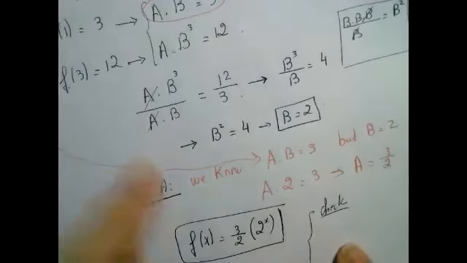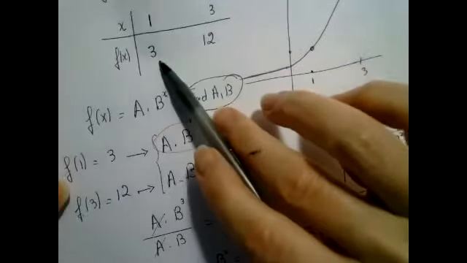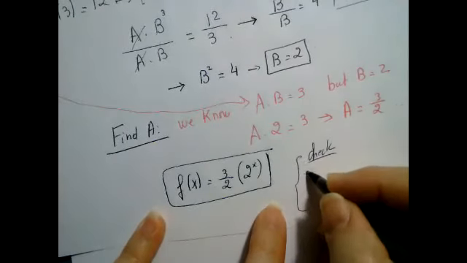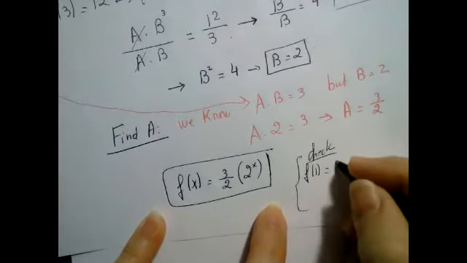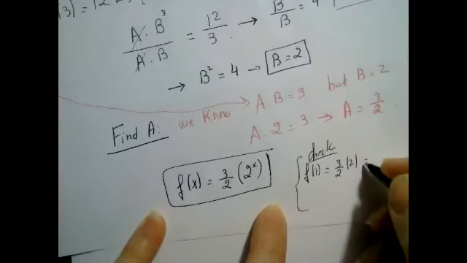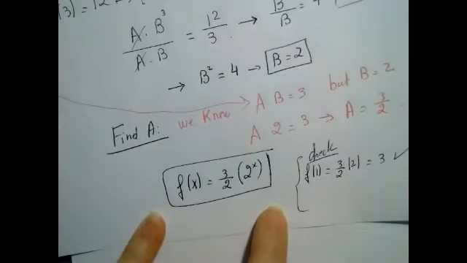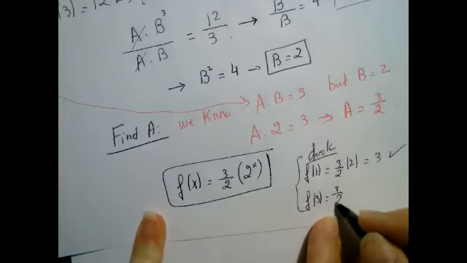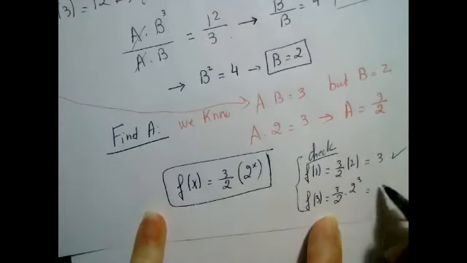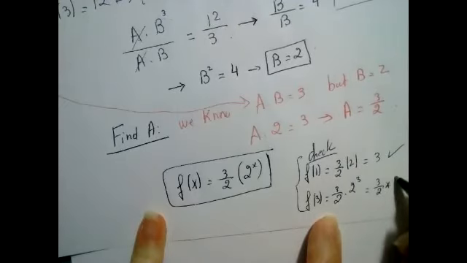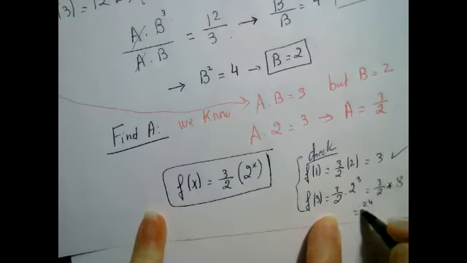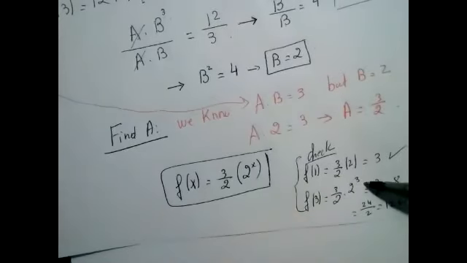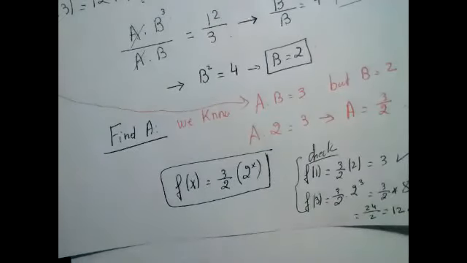It means, does this function satisfy both conditions? Does it take 1 to 3, and does it take 3 to 12? So at this stage, I'm just checking to make sure my formula makes sense. If I plug in 1, I get 3 over 2 times 2, which is 3. That's correct. If I plug in 3, I would get 3 over 2 times 2 to the power 3. It means 3 over 2 times 8, which gives me 24 over 2, which is equal to 12. So my formula fits exactly the data that's given to me. So that's the right formula.